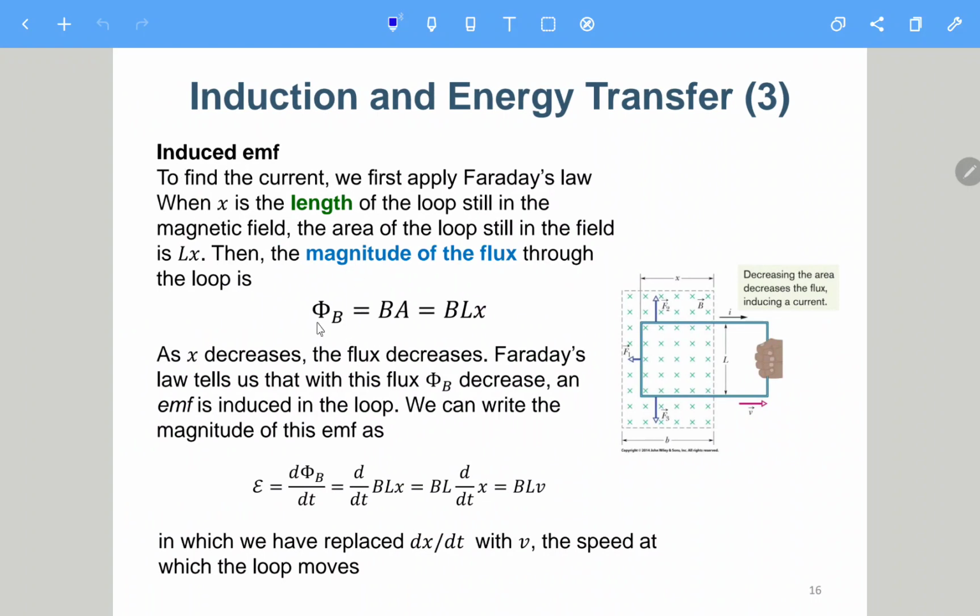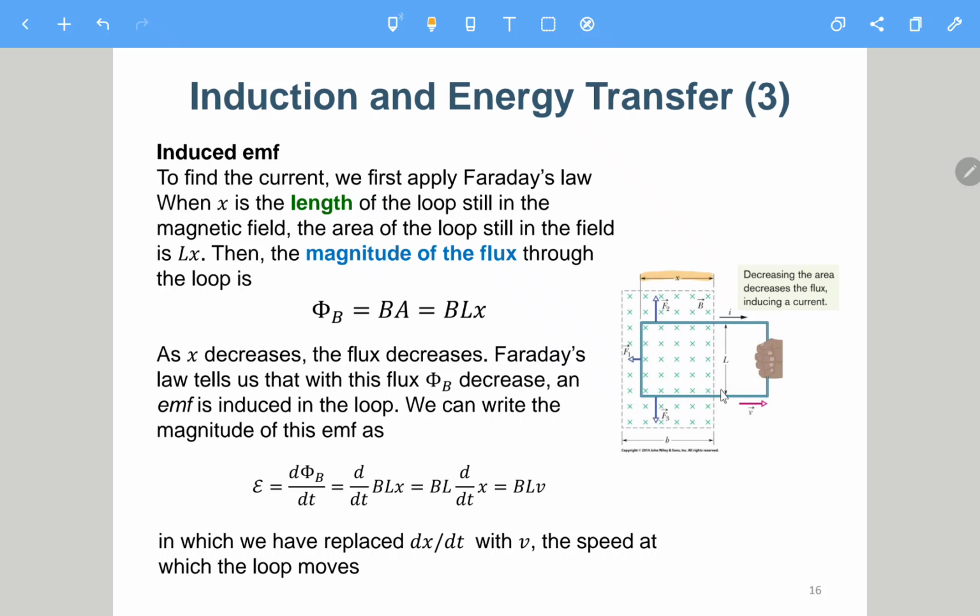So here, it says this is the magnetic flux. We still try to apply Faraday's law, okay. So we first try to calculate the phi b. Phi b will be B times A. A is the cross section area. Then B times A will be like L times x. x is here, from the left side to the boundary of the B field. Okay, so this is x.